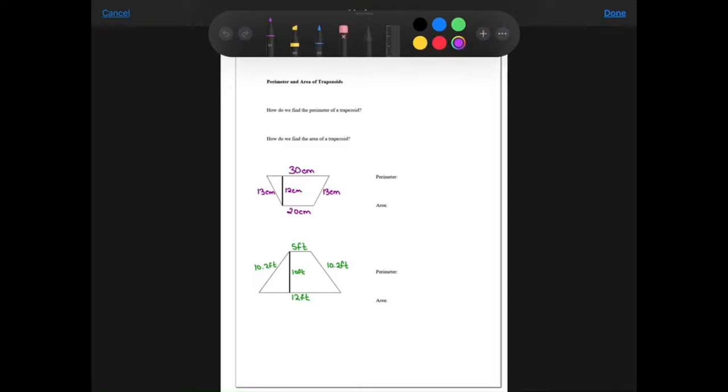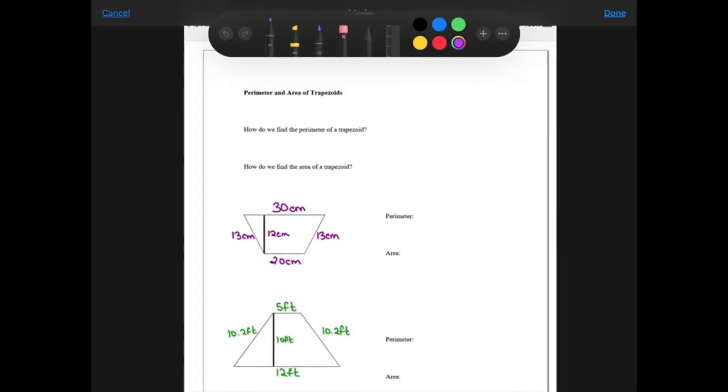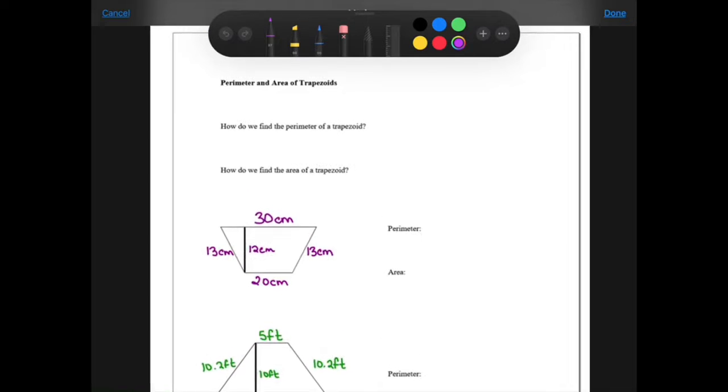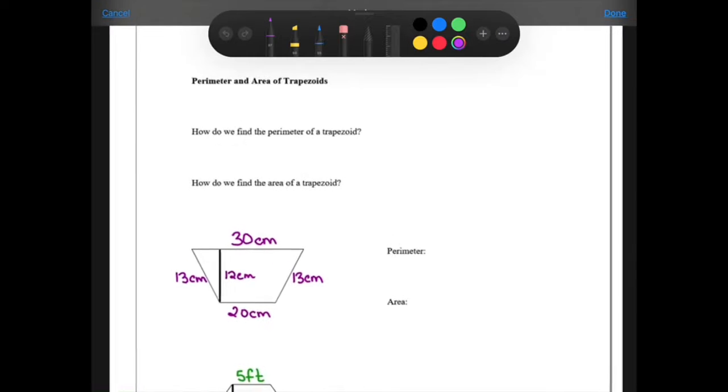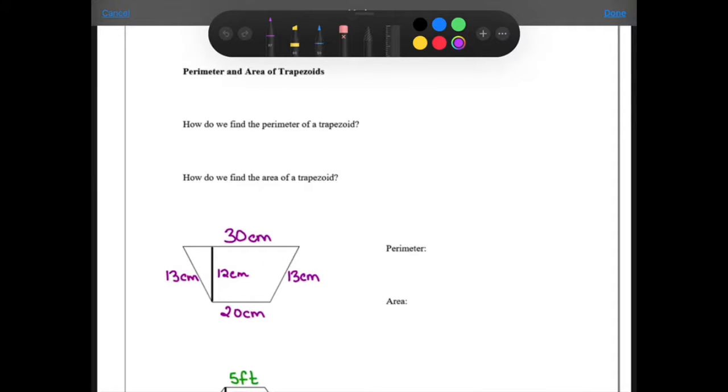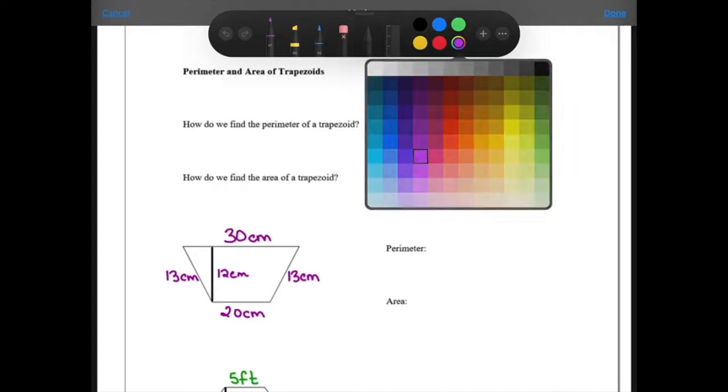Alright guys, so today we're going to be doing the perimeter and area of trapezoids. If you're looking for this in your notes, we're in section 9.6. Alright, so perimeter and area of trapezoids. Let's start with our perimeter formula for a trapezoid.